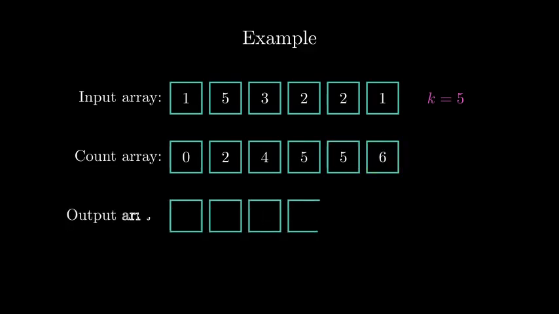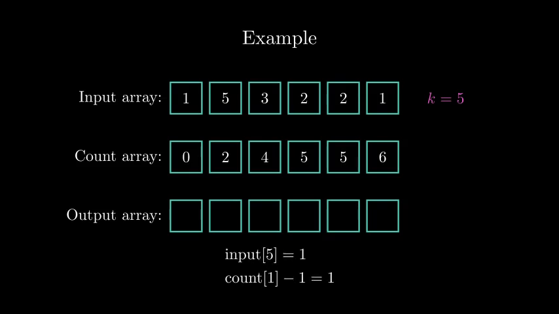Lastly, we traverse the input array from its last entry down to the first entry. For each value j in the input array, we decrement the value of count j by 1, and we place it at index count j in the output array.